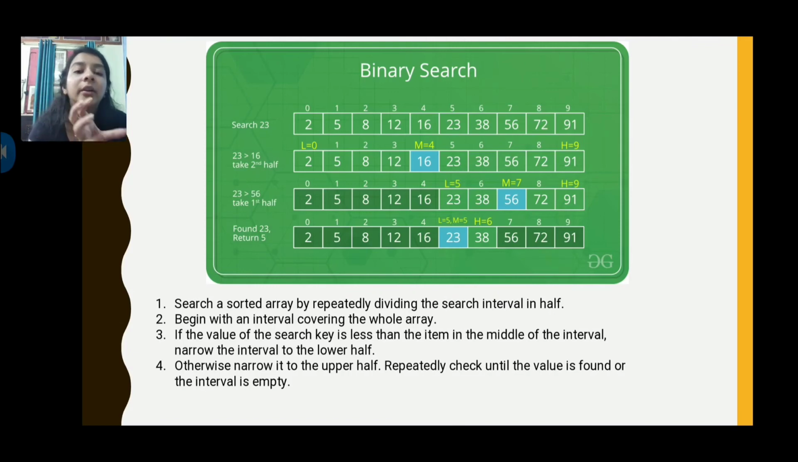Otherwise, you can narrow it to the upper half or the lower half as required, and repeatedly check until the value is found or the interval is empty. So the interval gets narrowed down again and again. The elements that need to be searched become fewer, and hence the program runs even faster.